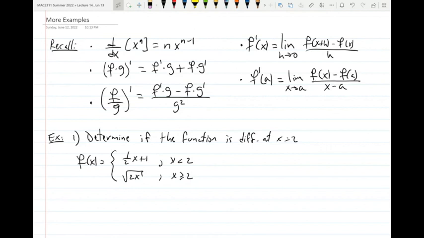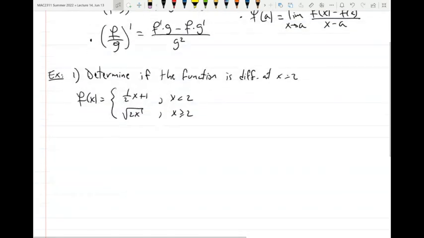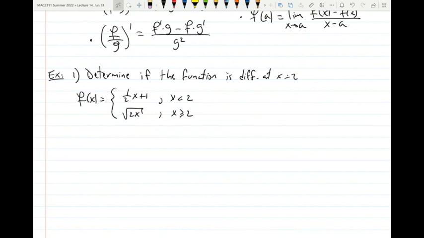If the limit doesn't exist, the function is not differentiable. Okay. All right. Why x equal 2? Well, because this is the troublesome point, right? This is the point where the function changes formula.